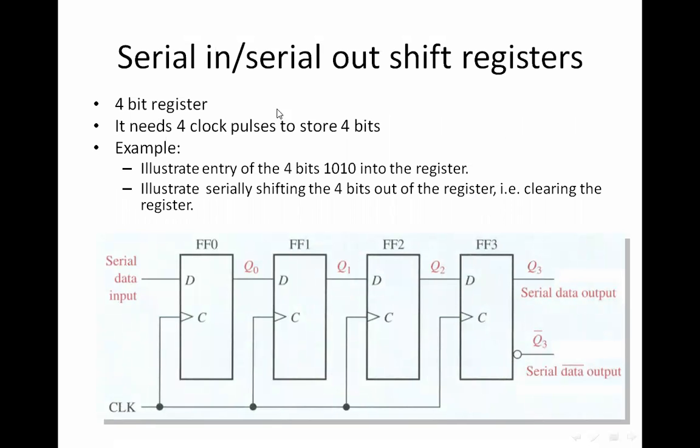So now we will look deep into serial in, serial out shift registers. Okay. So I have 1, 2, 3, 4. So I can call it a 4-bit shift register, because it's capable of holding 4 bits. It needs 4 clock pulses to store 4 bits. Okay. Why do you think it needs 4 clock pulses? Why can't I do it in just 1 clock pulse?